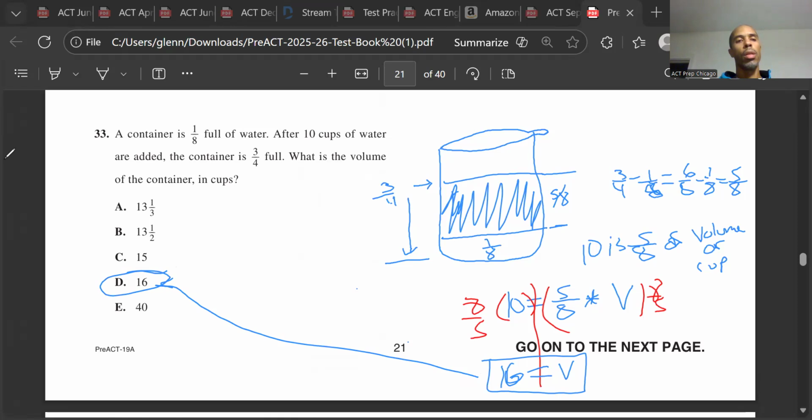All right. How many more we got? Three more, I think. So we go to 36.